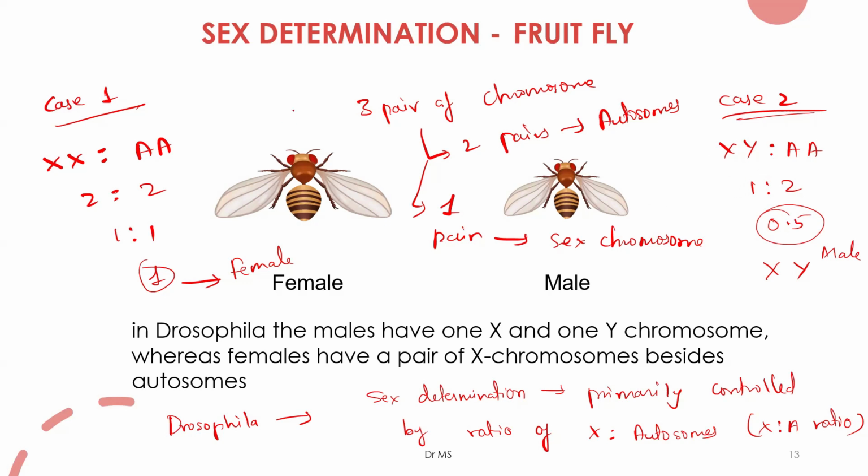Because why can't I say XY? Suppose I can also have an X-to-O ratio. That could also give me some different value. So in that condition, I cannot say it's a male. That's why we are not taking Y specifically into consideration. We are taking the 1 is to 1 ratio.